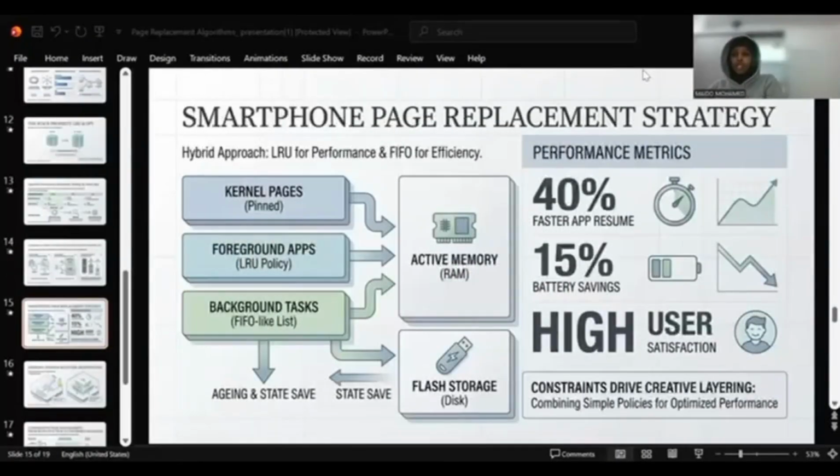I will continue. Smartphone page replacement. Smartphones use a hybrid strategy. Kernel pages are pinned. Foreground apps use LRU for fast switching. Background apps use FIFO to save battery. Affected apps store their state in flash. This combination results in faster app resume times, better performance, and high user satisfaction.